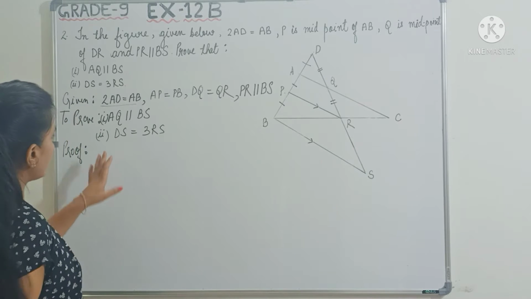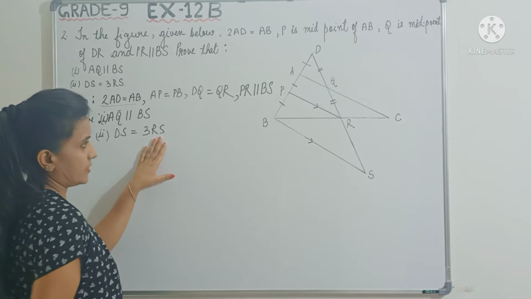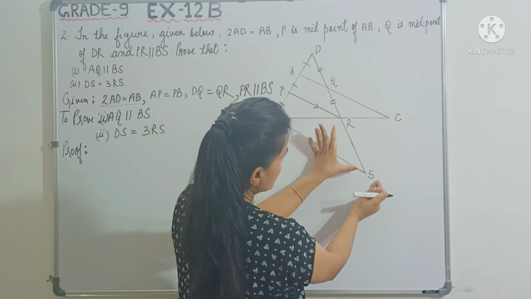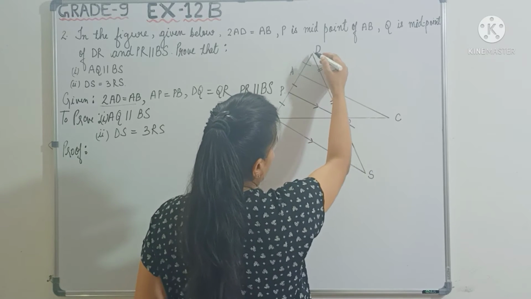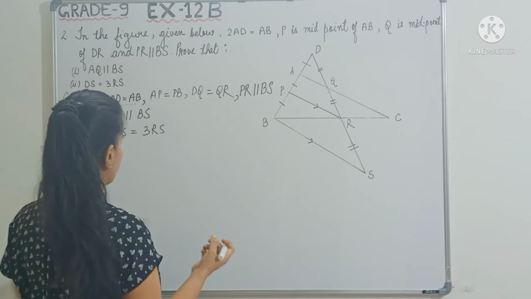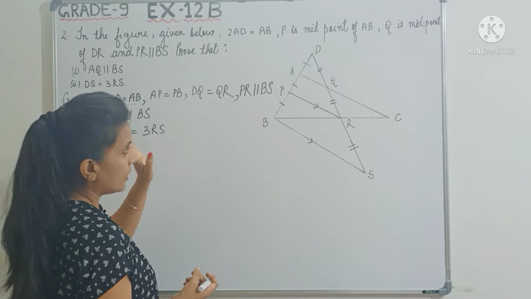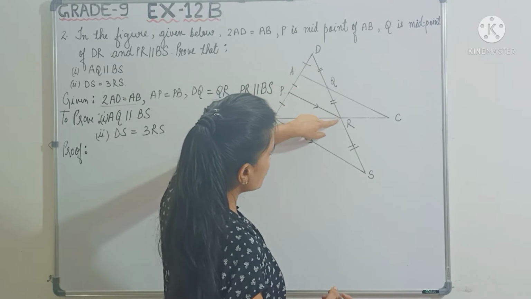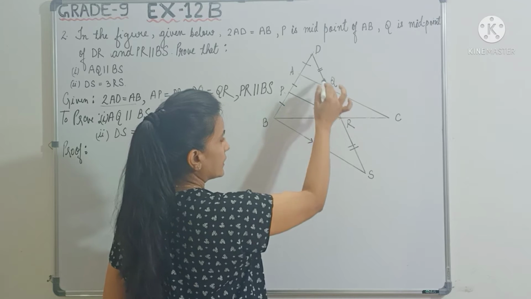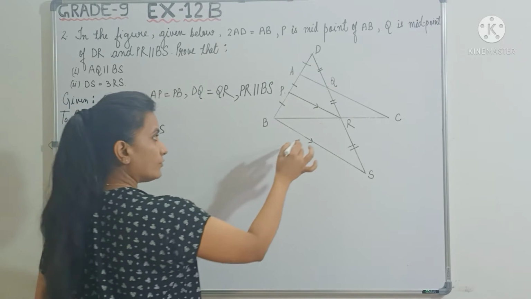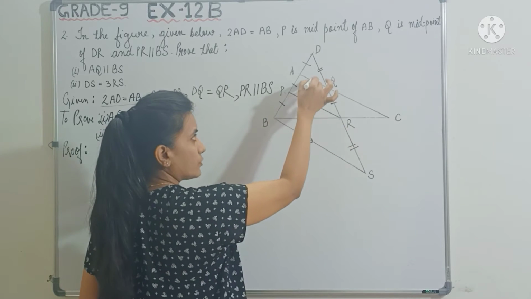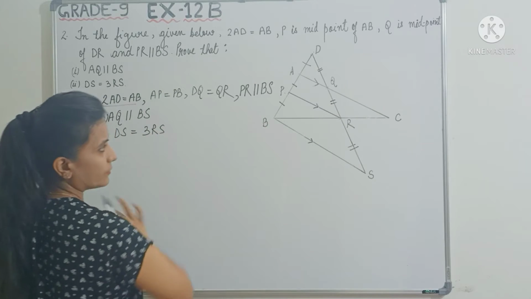Now the second part is you have to show DS is equal to 3RS. So here if we show that DQ is equal to QR is equal to RS, then DS will be equal to 3RS, right? Now here already DQ is equal to QR. Only we have to show that RS is also equal to these two, correct? Now here, we have three parallel lines. BS is parallel to PR, this is given, and this is parallel to even AQ also, just now we proved in the previous question.